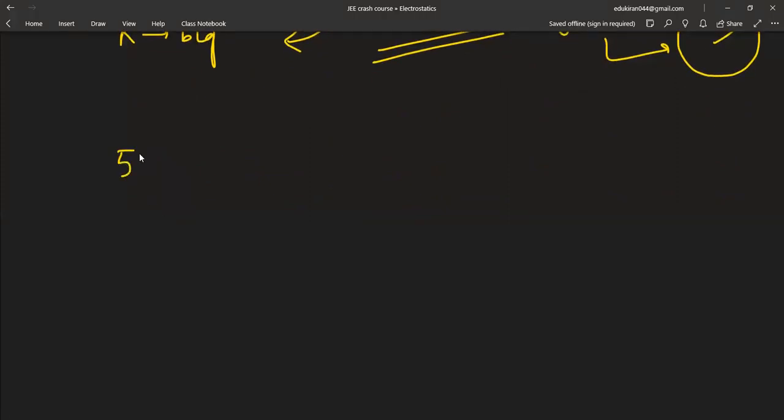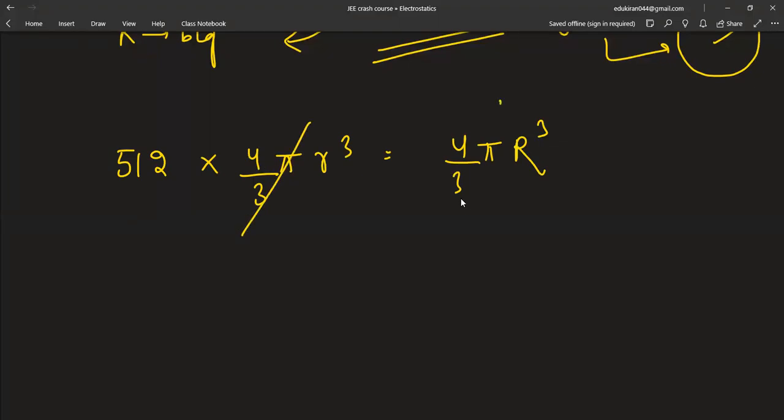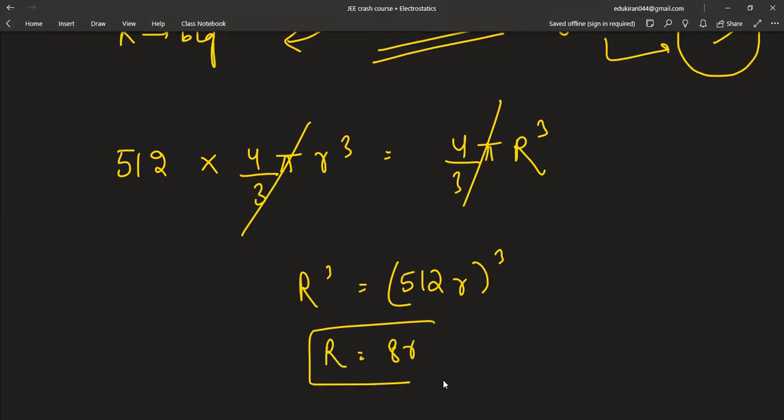So it means 512 times the volume of each small drop. 4 by 3 pi r cube will be equal to 4 by 3 pi capital R cube. Okay, so 4 by 3 is cancelled. R cube is equal to 512 times small r cube. Let's take the cube root. So capital R becomes 8 small r. This is small r. So this is the relationship.